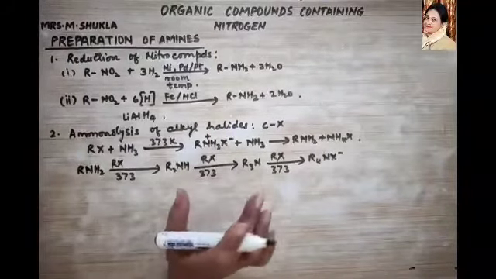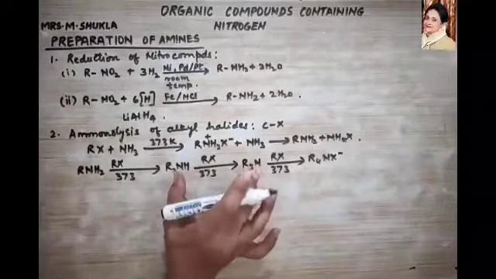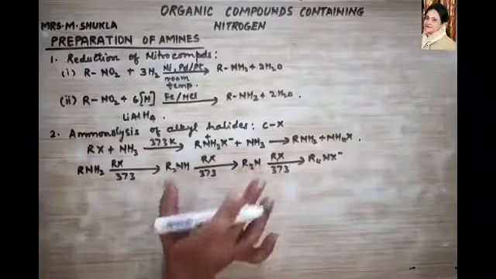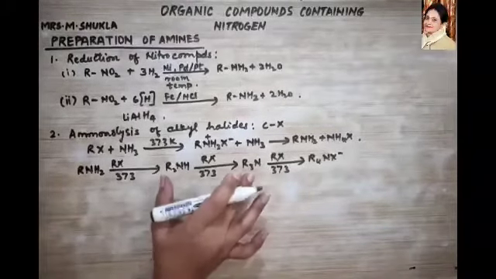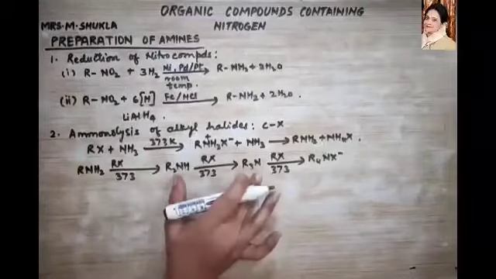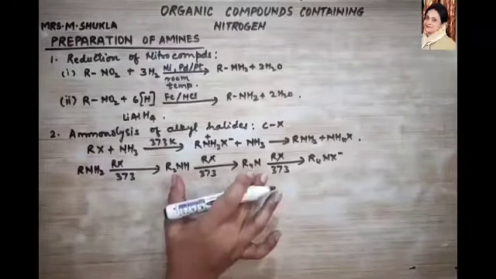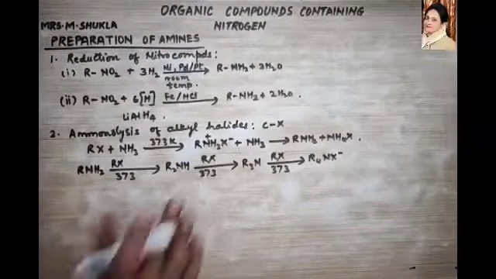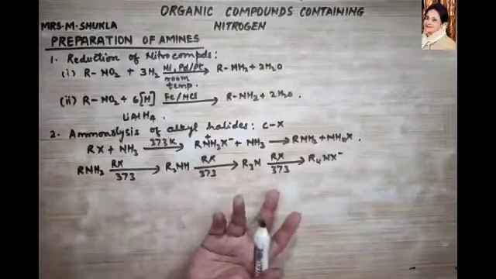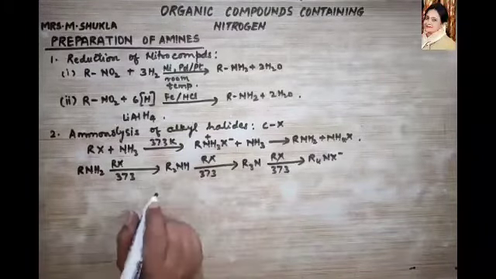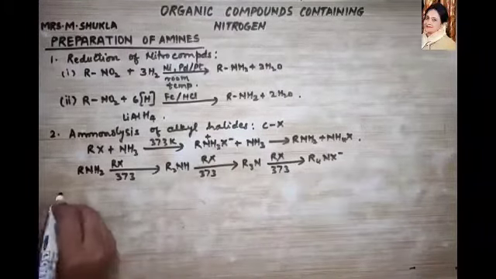This method gives a mixture of so many amines, the primary, secondary and tertiary amine, and therefore pure amine cannot be obtained by this process, and it is not suitable for even preparing aryl amines. Why? Because the aryl halides are less reactive than alkyl halides towards the nucleophilic substitution reactions.